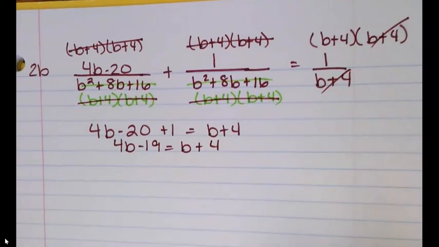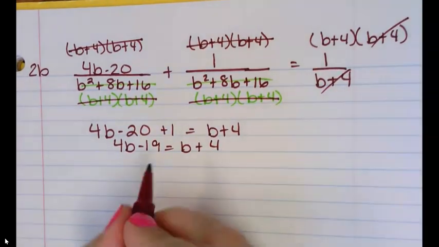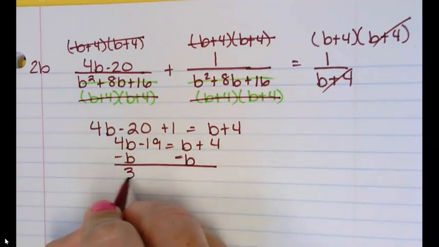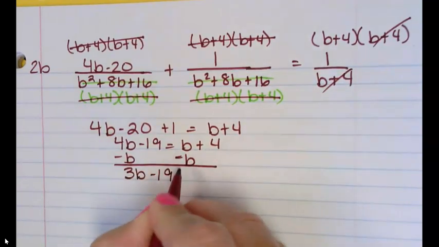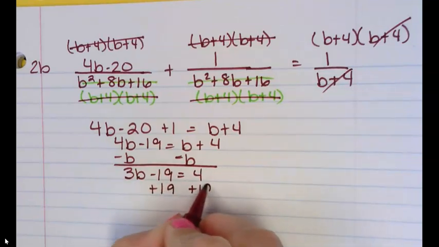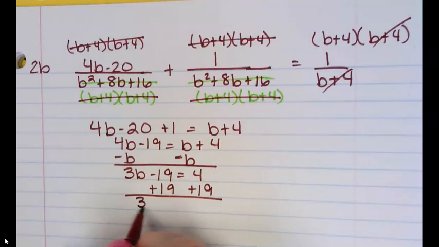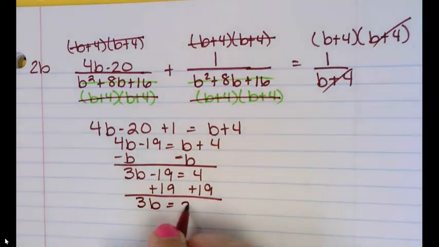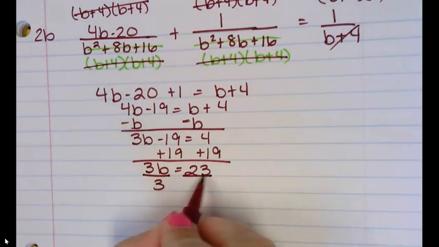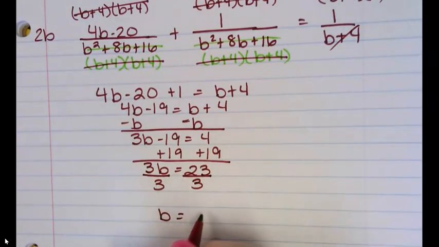I'm going to choose to move my unknown to the left, my b value. So we get 3b minus 19 equals 4. We're going to add 19 to both sides. 3b equals 23. Divide by 3. And b equals 23 divided by 3.